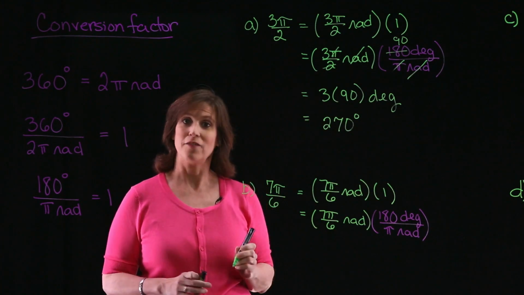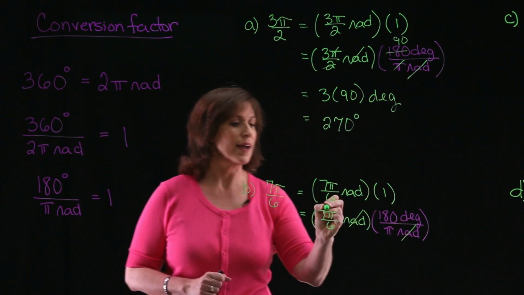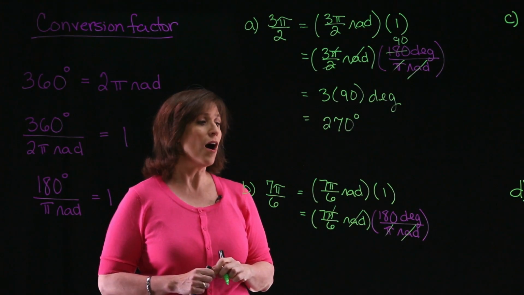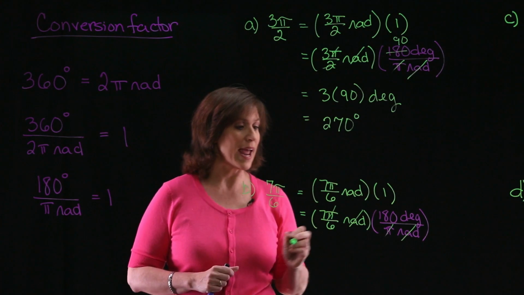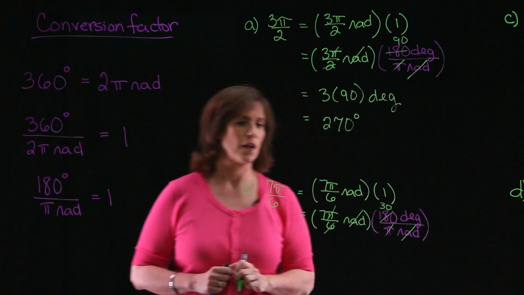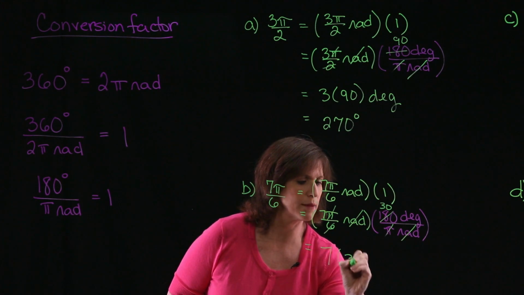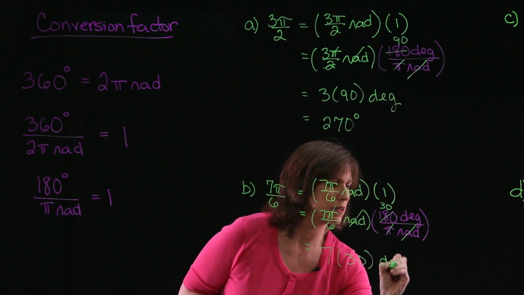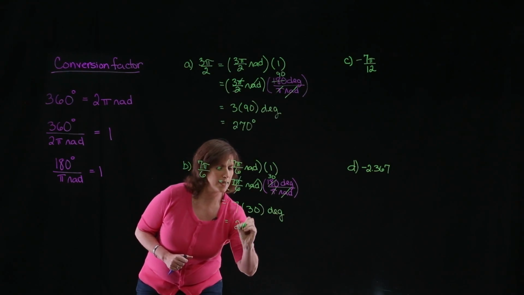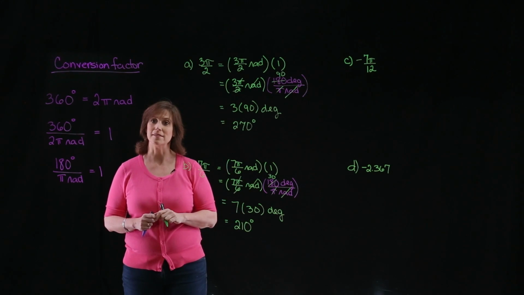When I do this, I have a lot of cancellation that will happen again. The radian units cancel. Again, that pi cancels. I have 1 in the numerator and the denominator. Also, 6 goes into 180 30 times. So what am I left with? 7 times 30 degrees, which is 210 degrees. And now I've gone from radians to degrees.